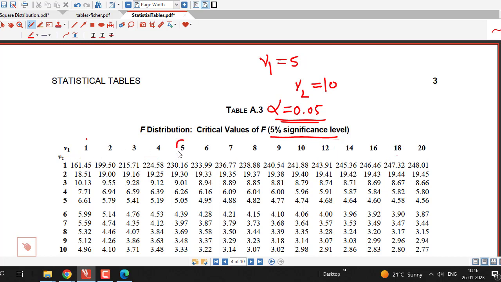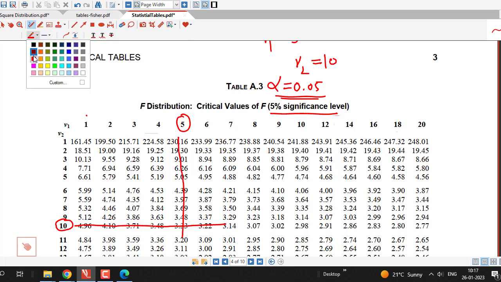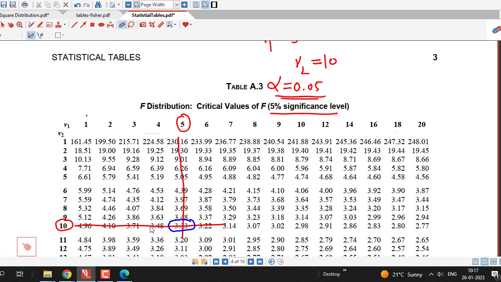So here I can search for 5, and here you can see this is nu2. So I will take the intersection of this row and this column, and the point at intersection is our F critical value. So let me remove these two lines now, and my intersecting point is 3.33. This is the value of F at alpha equal to 0.05 level of significance for 5 degrees of freedom in the numerator and for 10 degrees of freedom in the denominator.